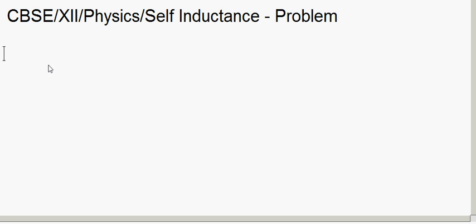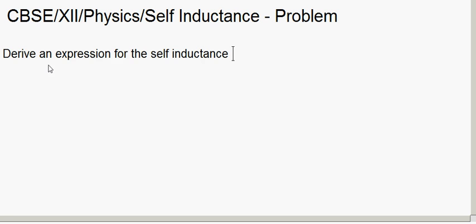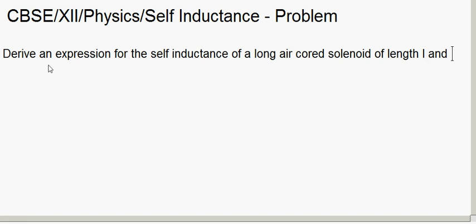Derive an expression for the self-inductance of a long air core solenoid of length L and number of turns N. Now we need to find out what is the self-inductance.